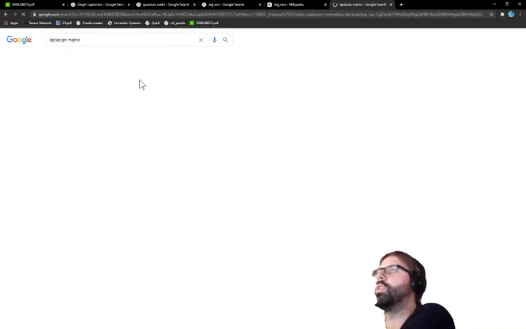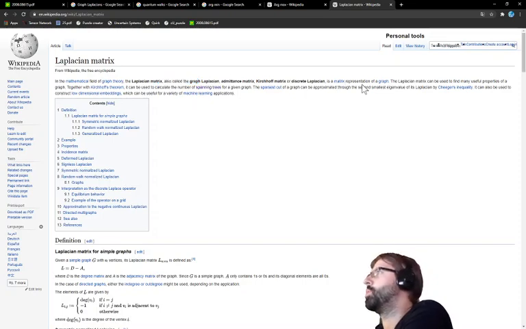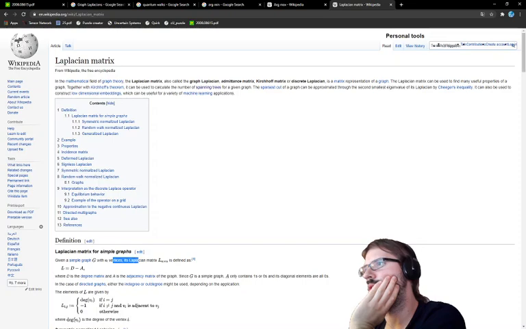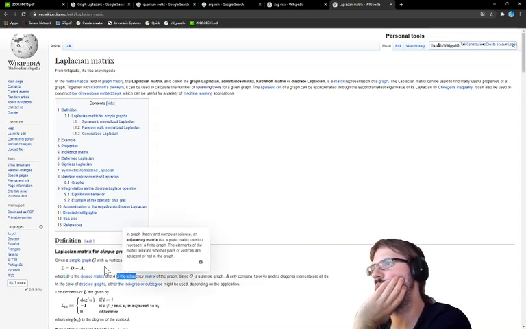Laplacian matrix. In mathematical graph theory, the Laplacian matrix is also called a graph Laplacian. It's a matrix representation of a graph. The Laplacian matrix can be used to find many useful properties of a graph. So G with n vertices, then it's a matrix L, n by n, where D is the degree matrix and A is the adjacency matrix. Okay, so it's D minus A.